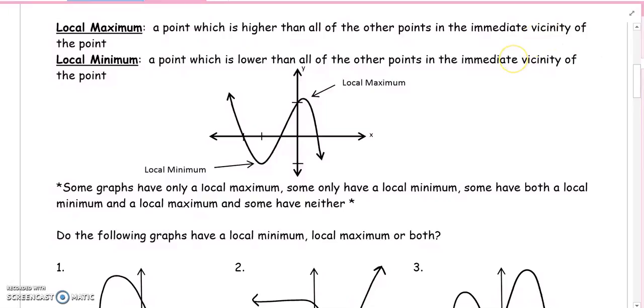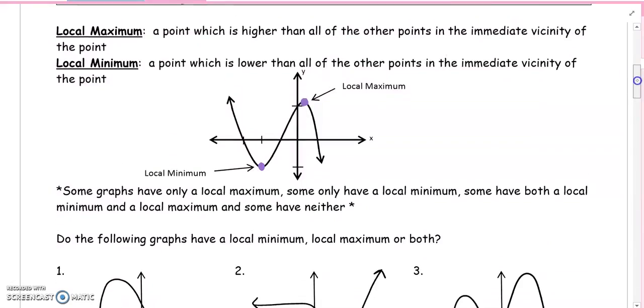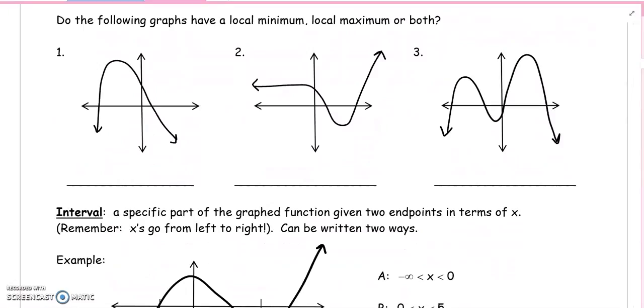So the first two are kind of common sense. A local maximum just means that it's a point which is higher than all the other points in the immediate vicinity of the point. So for example, on this graph here, this would be an example of a local maximum. And then a local minimum is a point which is lower than all the other points in the immediate vicinity. So this would be an example of a local minimum. Some graphs have only a local maximum, some have only a local minimum, some have both, and some have neither. So we're just going to look at these graphs and determine which type they have.